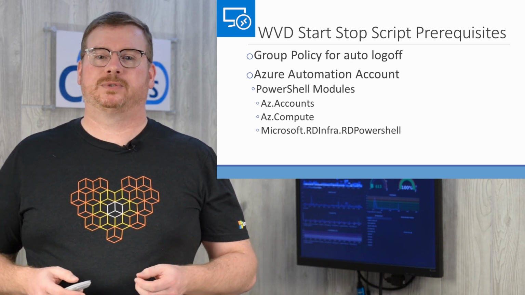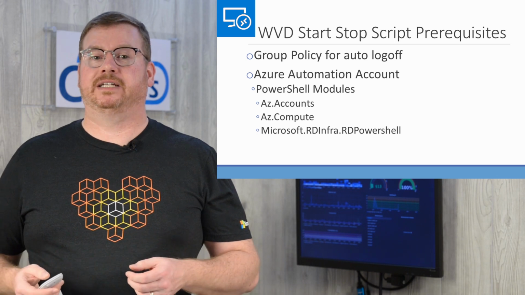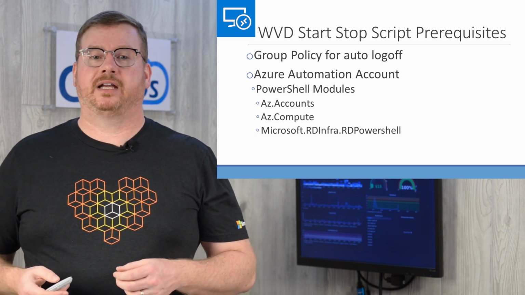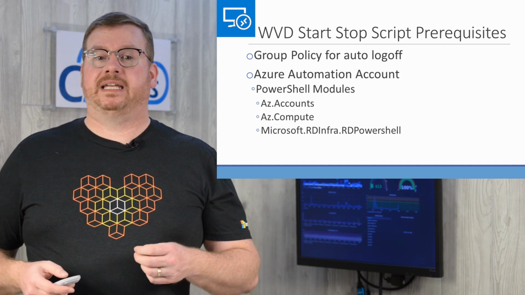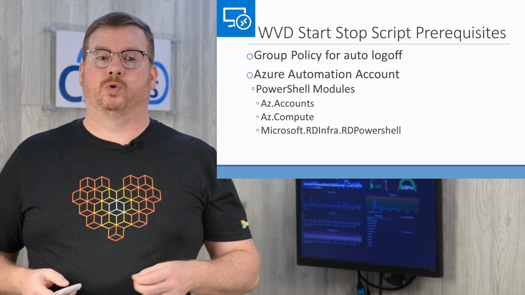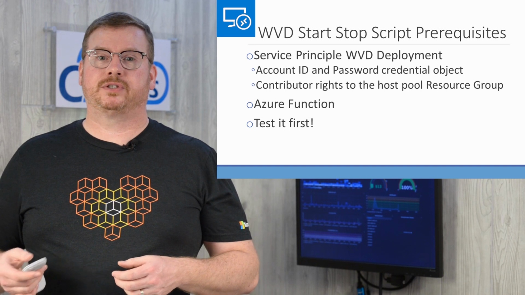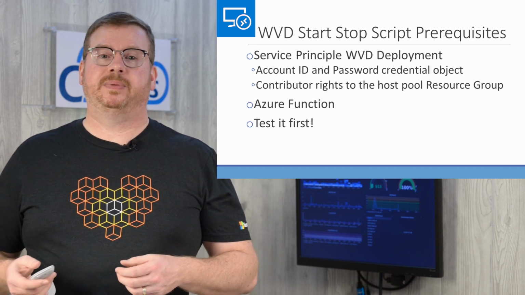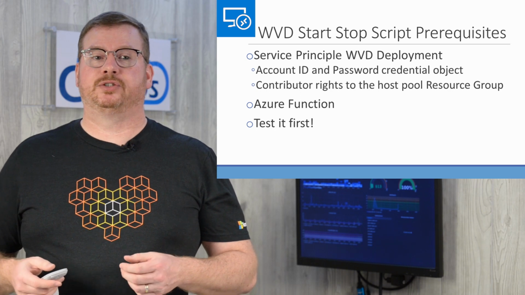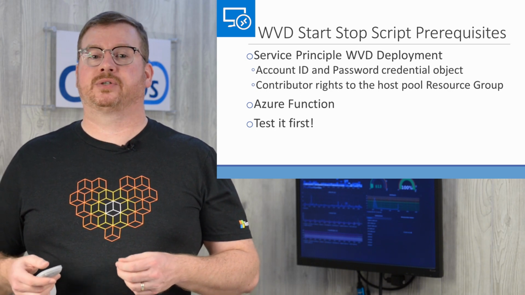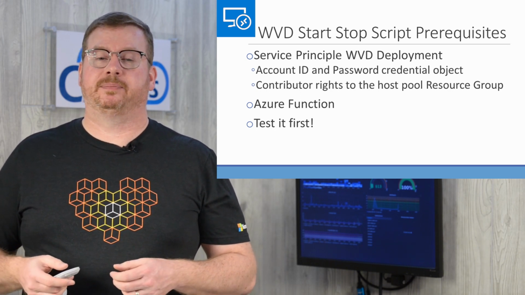Three PowerShell modules need to be installed in Azure Automation. Newly deployed Azure Automation accounts come with the Azure RM module. This script needs the AZ module added to work. As already stated, the Windows Virtual Desktop host pool needs to be deployed with the service principal, and that service principal needs contributor rights to the Azure resource group to start and stop the VMs.